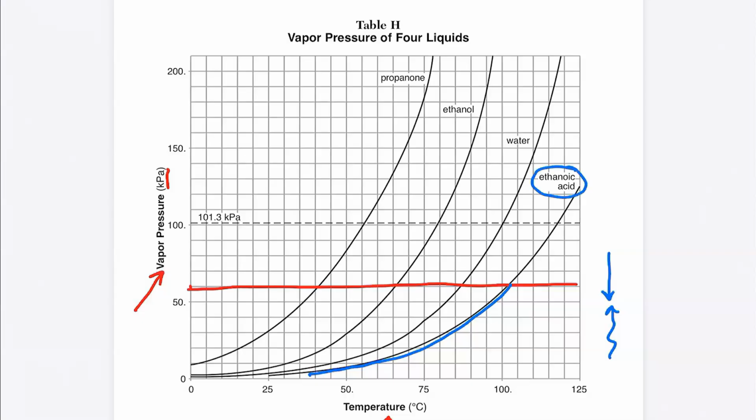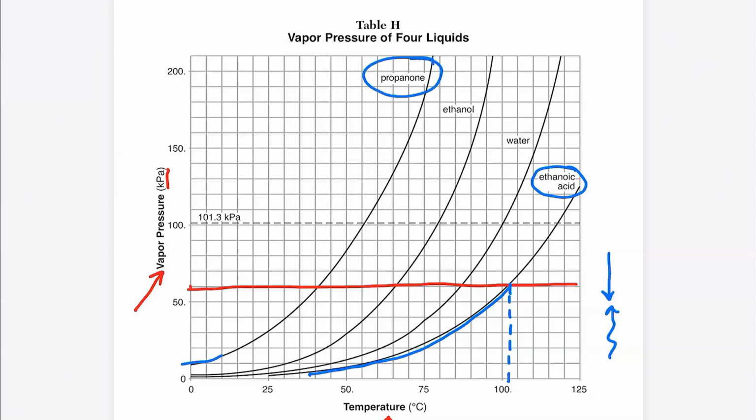It's going to have the strongest intermolecular attractions because at 60 it's got the flattest curve. Or we can also say, if the atmospheric pressure is 60, it'll boil at the highest temperature. So boiling is when the vapor pressure equals the atmospheric pressure. A couple of different ways to answer this, but the flattest line at 60 is ethanoic acid, which means it's resisting.